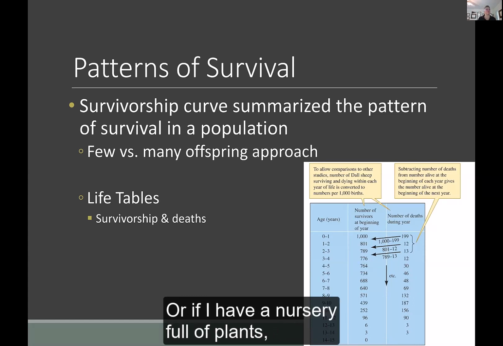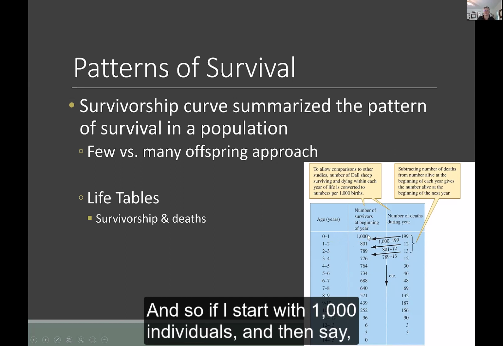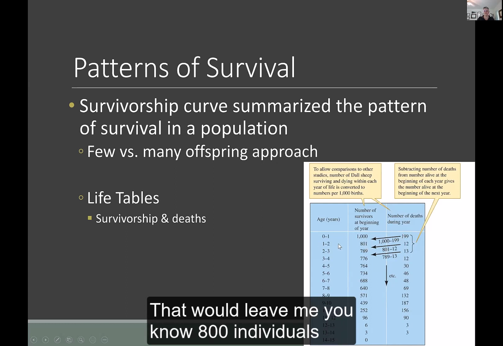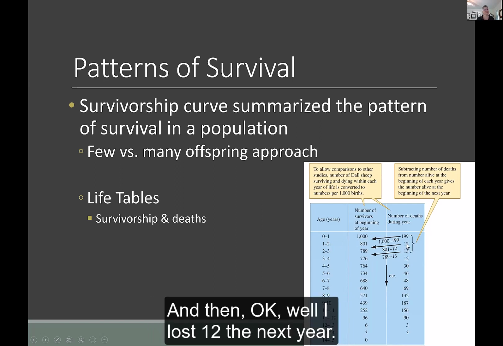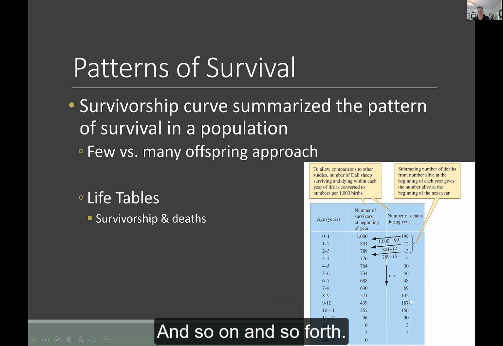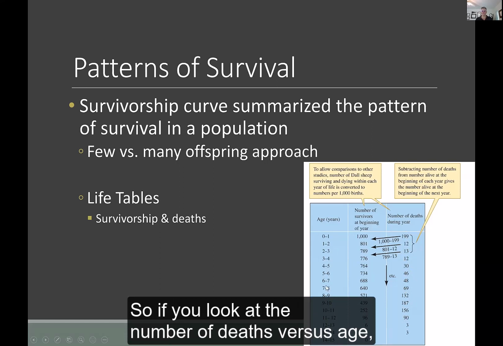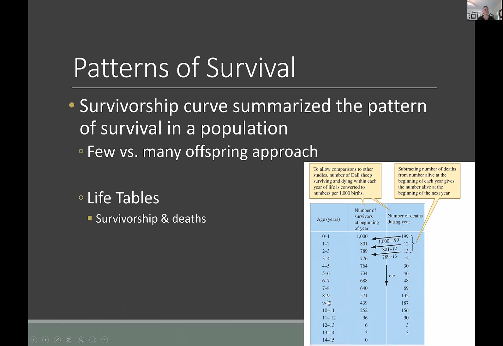Or if I have a nursery full of plants, I would have that starting population number. So if I start with 1,000 individuals and say, okay, I had 200 deaths during that year, that would leave me 800 individuals that are 1 year old. Then I lost 12 the next year, and so on and so forth, and you could start seeing rates. So if you look at the number of deaths versus age, what could you tell me about the relationship between death and years old?